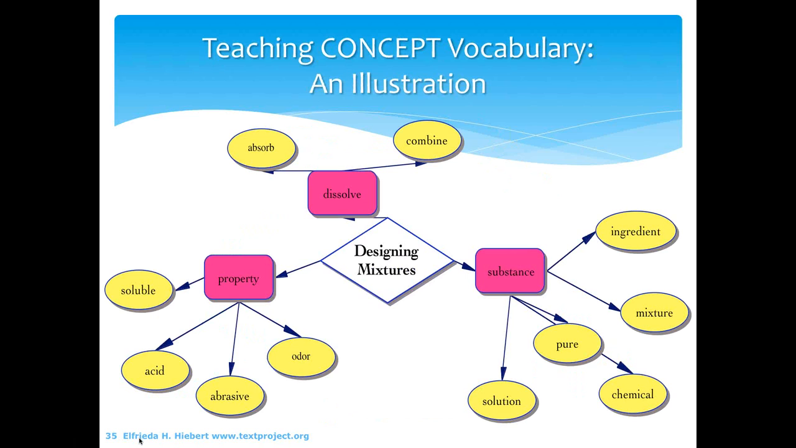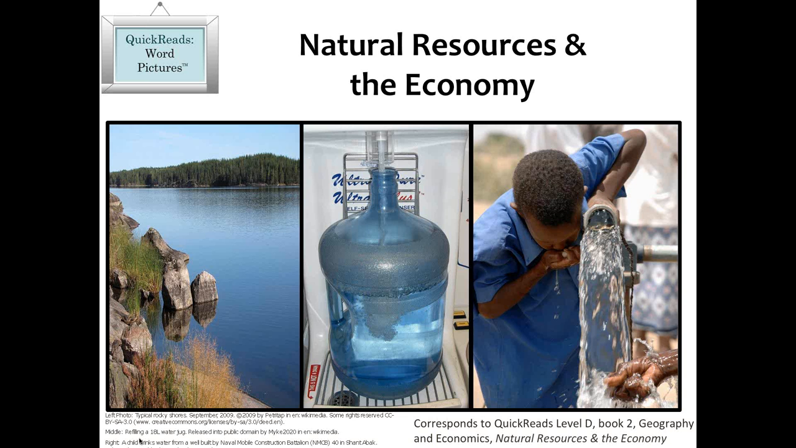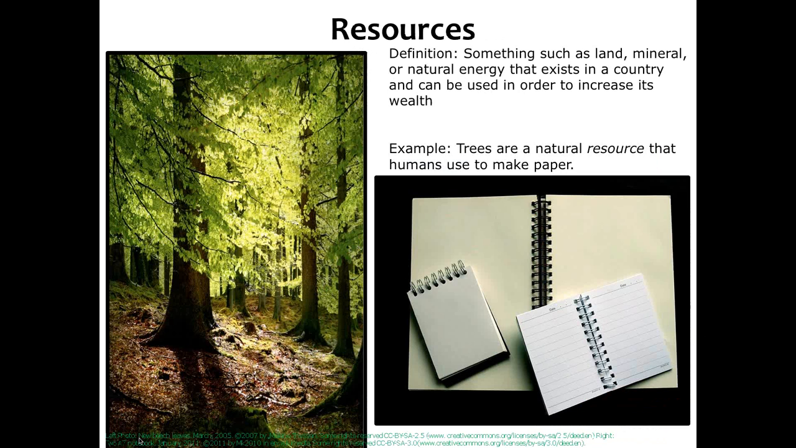So quickly, here's an example of a topic in chemistry, designing mixtures, where you have some key nodes, dissolved substance and property, and then you have words that are linked to that key word. They aren't synonyms. But as you learn about odors and textures, you learn more about properties. Now, to give you some help with this, we've actually put together a set of slides that can aid you with some words, and this is really, really an important thing to do with English language learners.